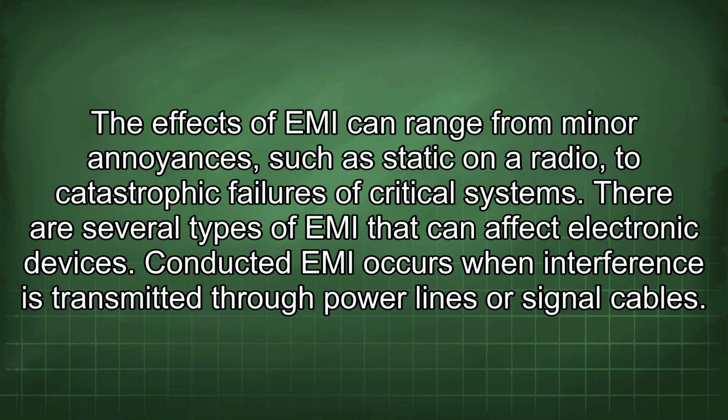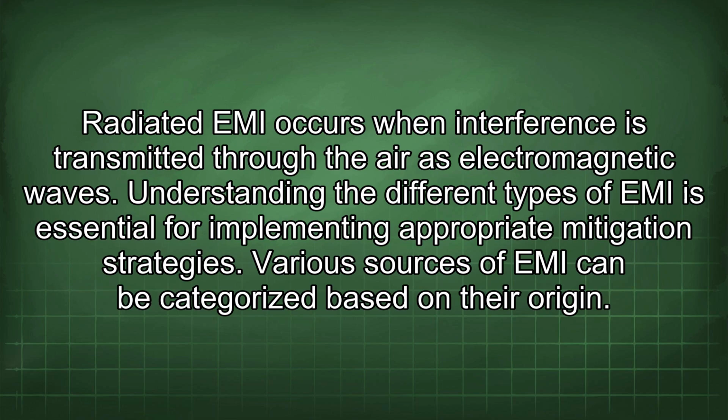Conducted EMI occurs when interference is transmitted through power lines or signal cables. Radiated EMI occurs when interference is transmitted through the air as electromagnetic waves. Understanding the different types of EMI is essential for implementing appropriate mitigation strategies. Various sources of EMI can be categorized based on their origin.